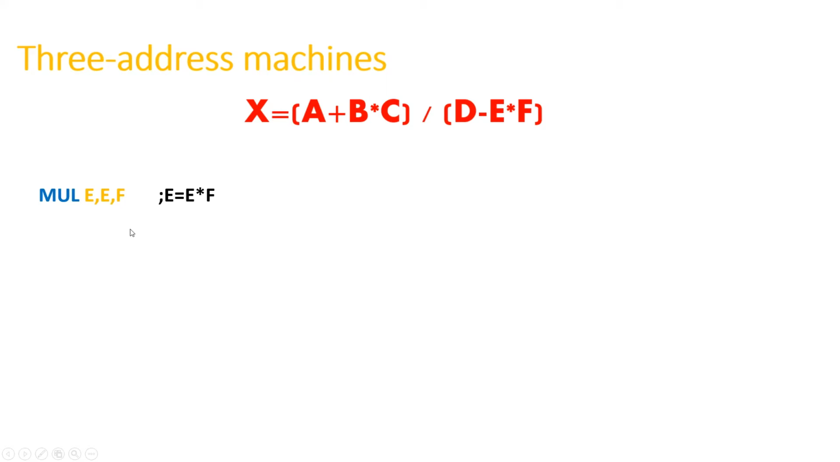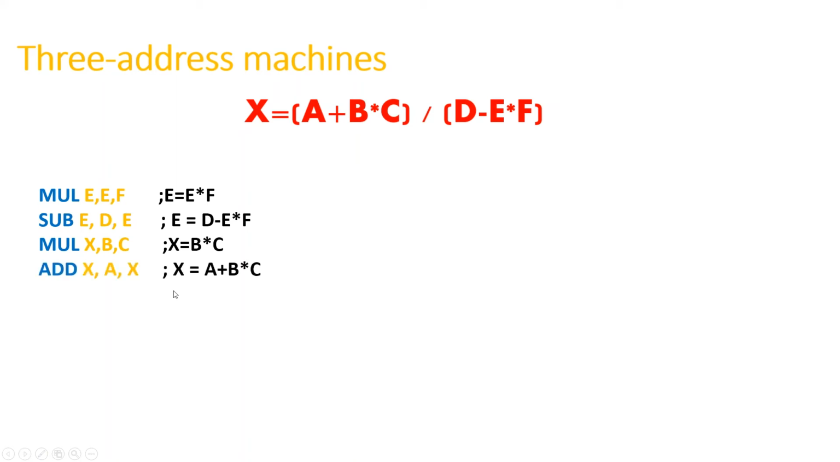After that we subtract E out of D and then store the whole data inside E. So we write subtract, then E, which is the register we want to store in, then comma D, the first number, and then comma E, which is the second number. Now let's go after that. There is a multiplication between C and B, and then the data is stored inside X. After that we add X to A and store the whole data inside X again.